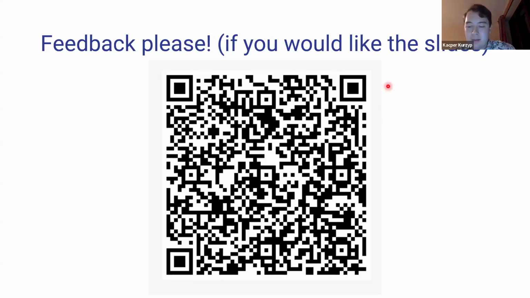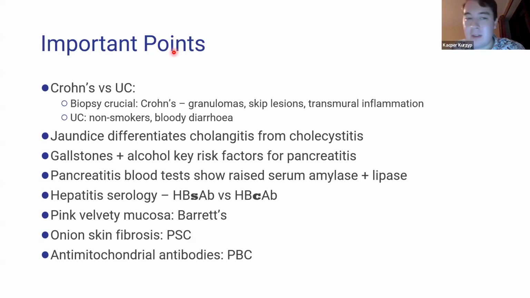Oh, the summary slide. Yep, absolutely. So in terms of the summary, Crohn's versus UC: granulomas, skip lesions. I guess you can read that. It's all of that we've covered, but it will be in the slides that I send.